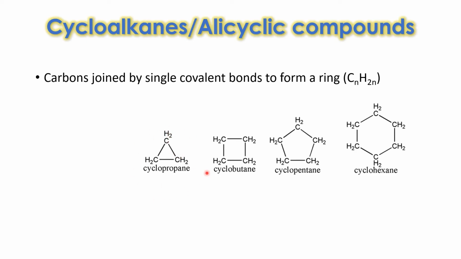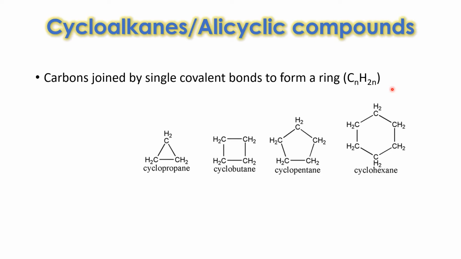Like cyclopropane, we have a straight chain propane. Two ends are joined to form a triangle. Similarly, cyclobutane will be a square, cyclopentane a five-membered pentagon, cyclohexane will be a hexagon. Because two ends are joined, there is loss of two hydrogens to form that extra bond.